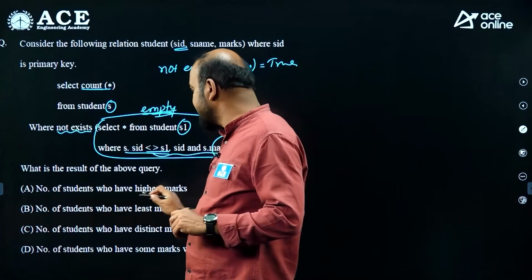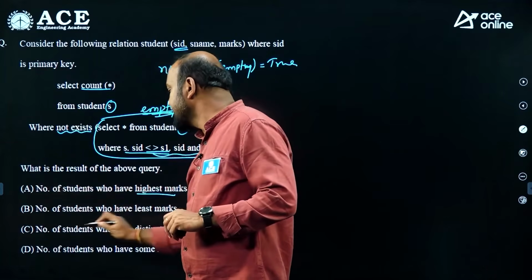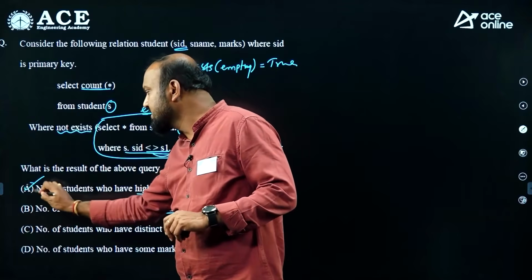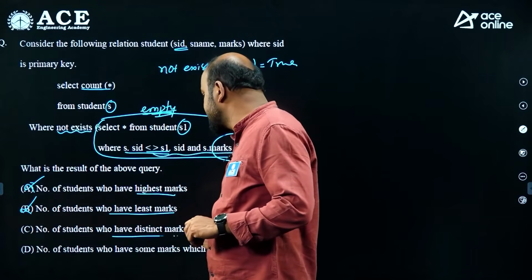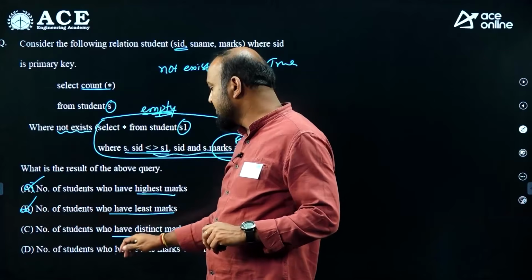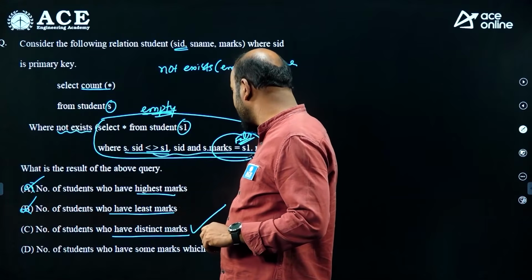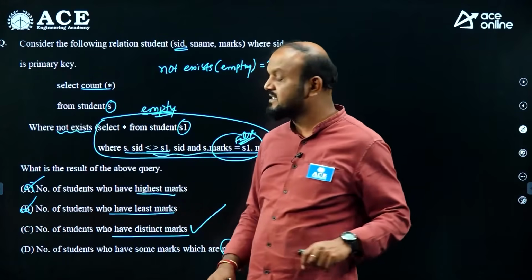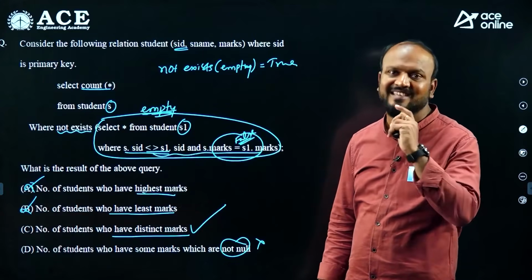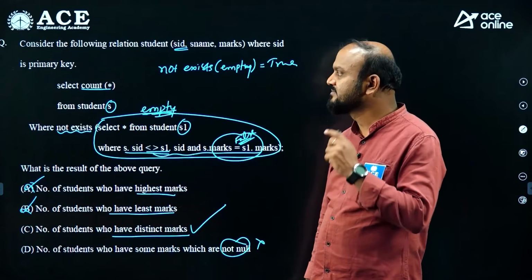Number of students who have highest marks, wrong. Number of students who have least marks, wrong. Number of students who have distinct marks, right. Number of students who have some marks which are not null, wrong. So what is the correct answer for the question? Option C is the correct answer for the question.